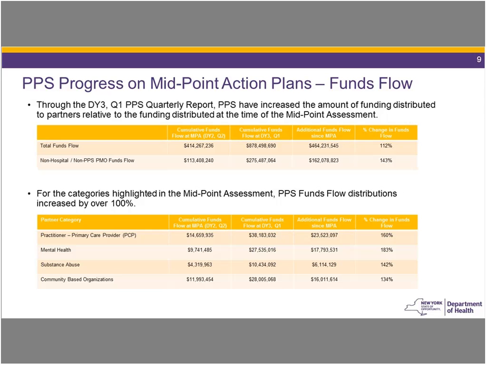When we take a little bit of a deeper look at that too, looking at how much money has gone out outside of the hospital partners, outside of the PPS PMO categories, at midpoint, the amount going out to those non-hospital, non-PMO categories was $113 million, and we've seen a 143% increase there, or $162 million since midpoint assessment has gone out outside of the hospital and PMO category. So relative to the overall increase, the increase to the non-hospital, non-PMO has actually been a little bit higher. So this is really substantial.